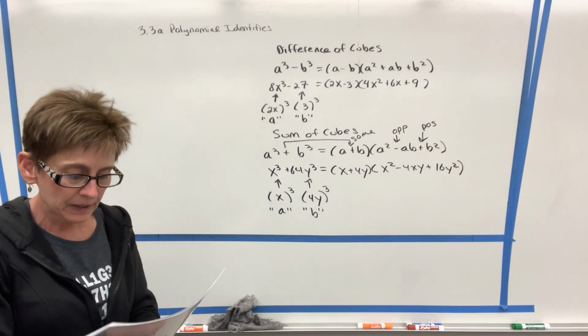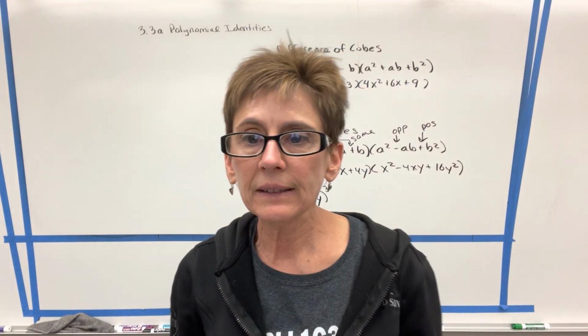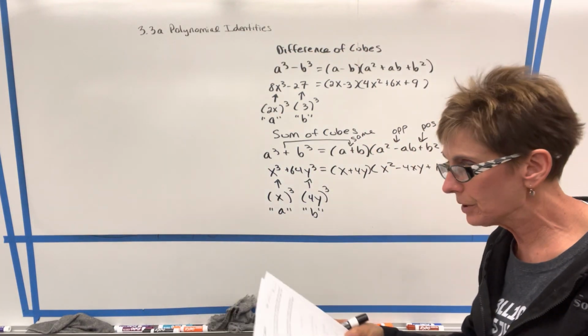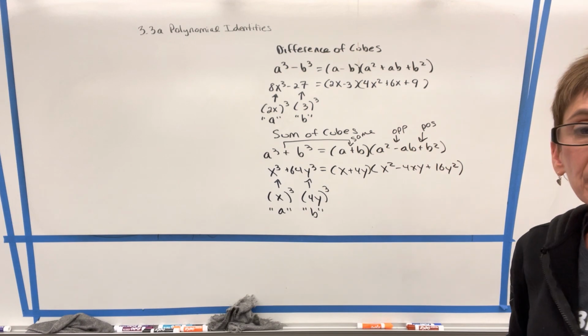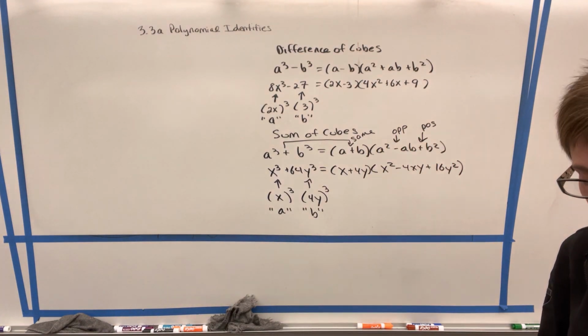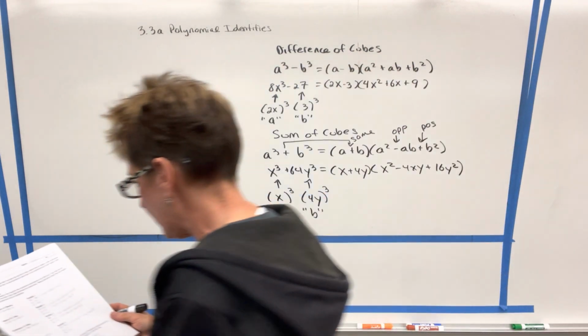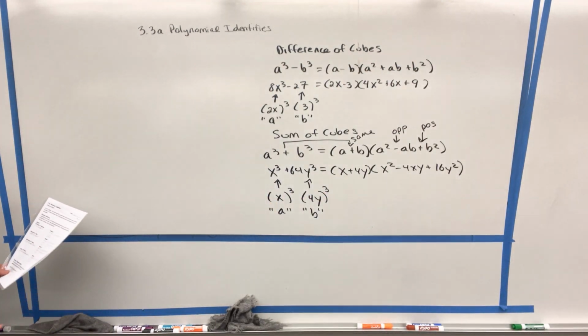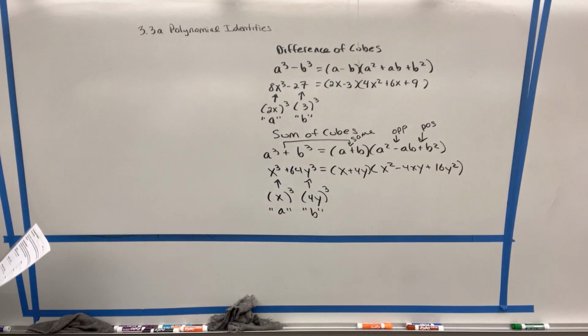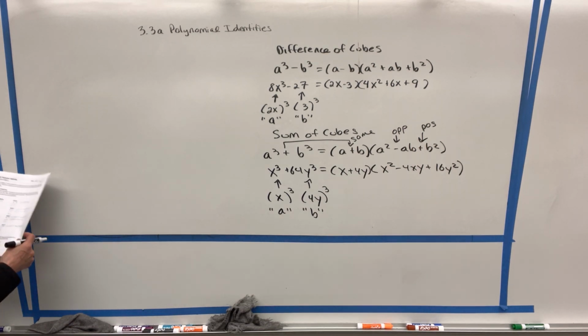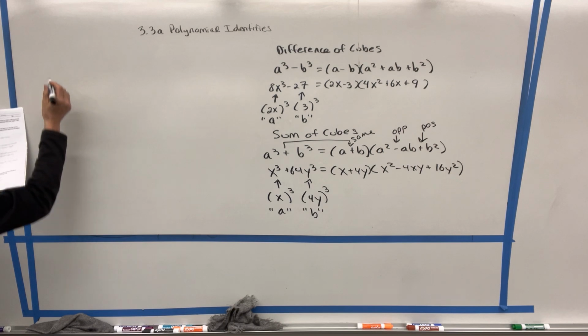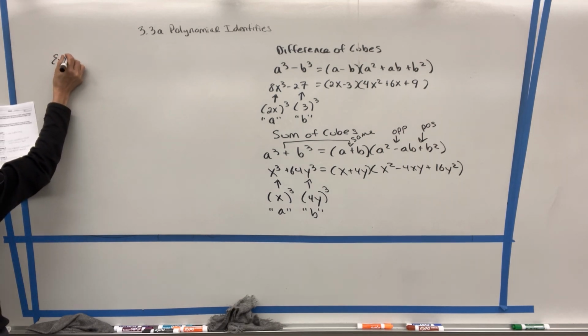math classes. Now, when you take trig next year, you're going to be doing a lot of work with identities. So we want to do a little bit of practice on proving identities. To prove an identity, you start with the expression on one side of the equation and use the properties of operations to transform it into the expression on the other side. So let's do an example here.